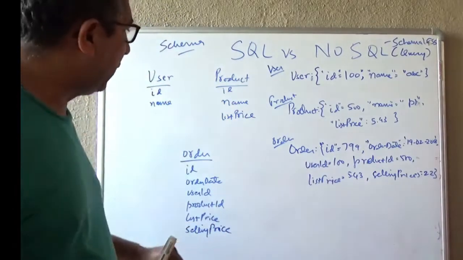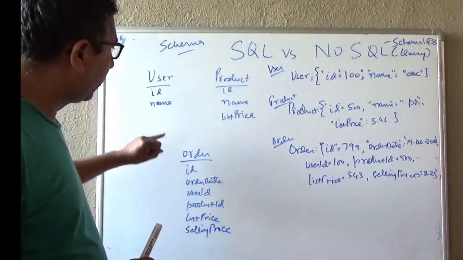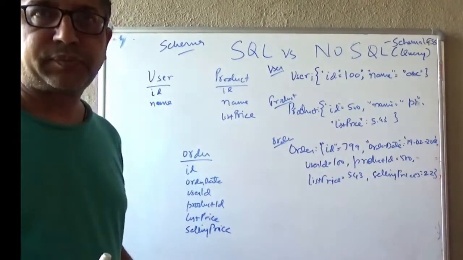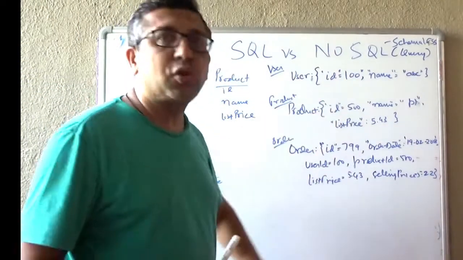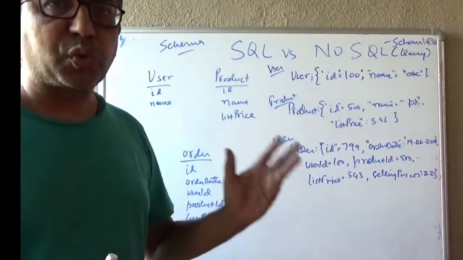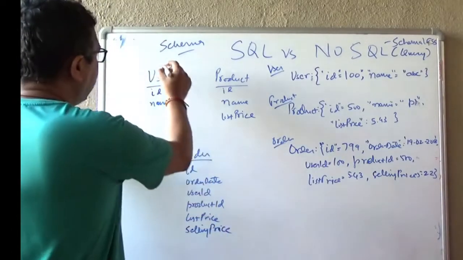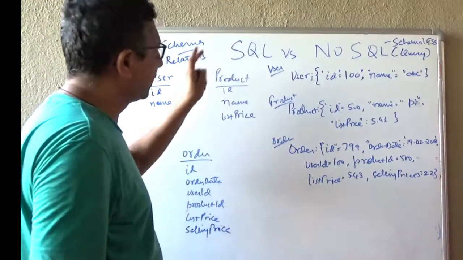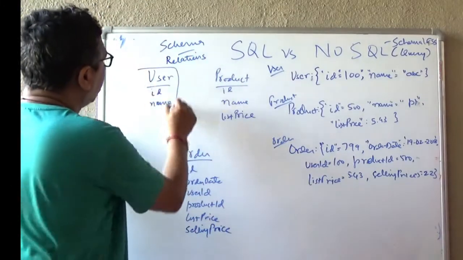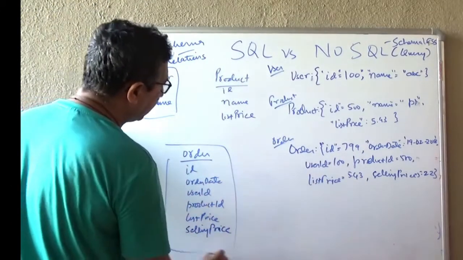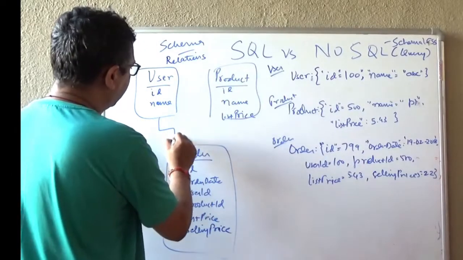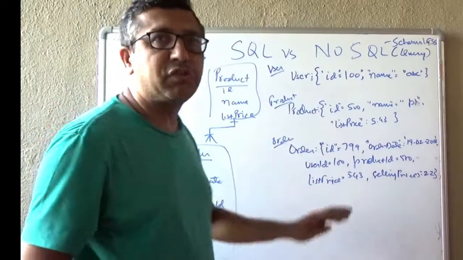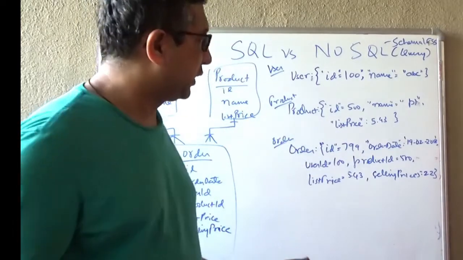Okay, so for example, if I want to find the order for a given user, I can do a quick join here. Here there is no concept of relations, so you can't do joins. So that also brings us to another important aspect, which is the relations. In the SQL world, you can build relations. You can say that this is like one-to-many, but in NoSQL world, there is no concept of relations.